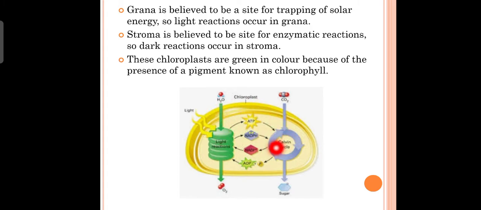Coming to the stroma, stroma is a site for enzymatic reactions where a number of enzymes are present which are helpful for the reduction of carbon dioxide into carbohydrates like sugar. So that's why stroma is the site for dark reaction.